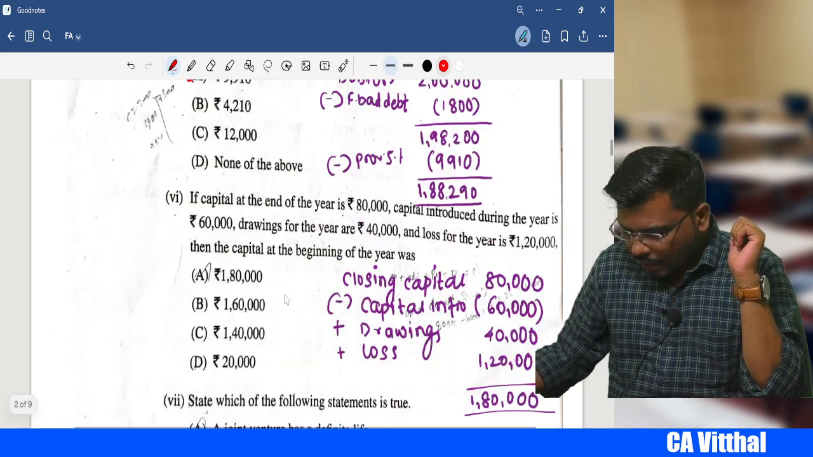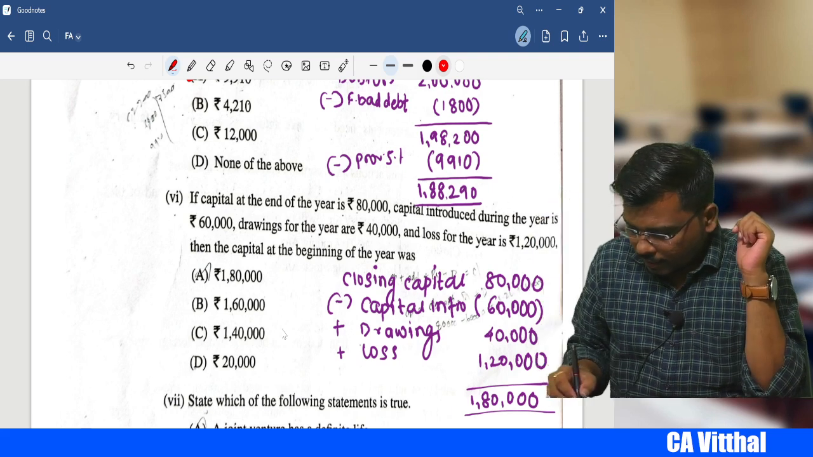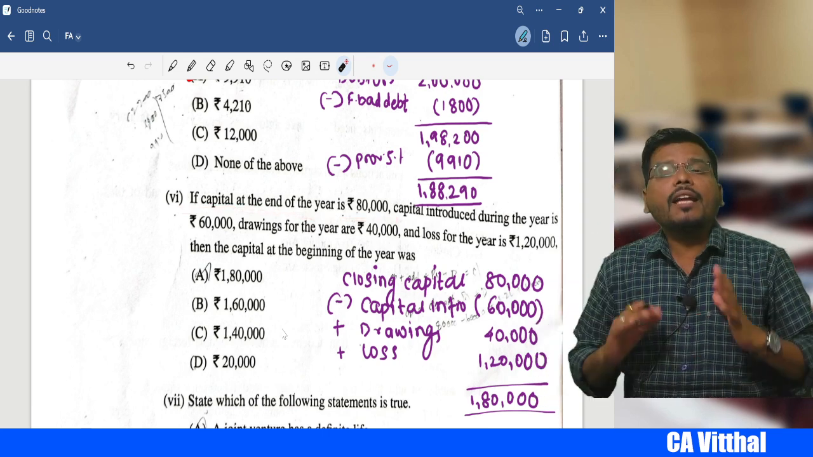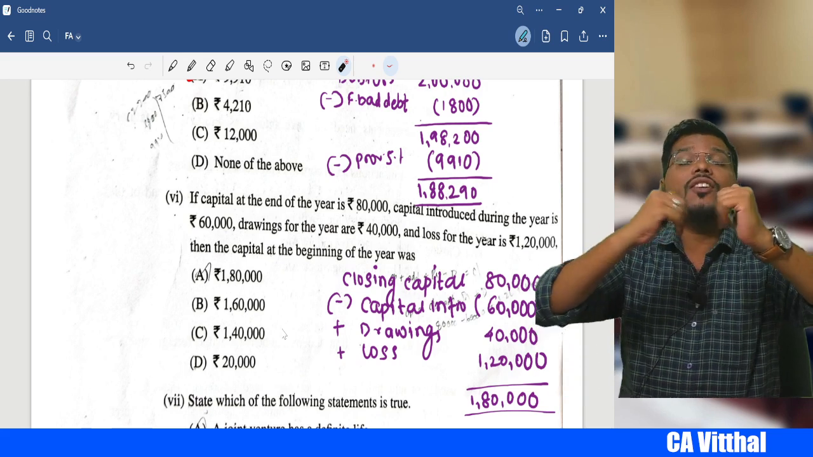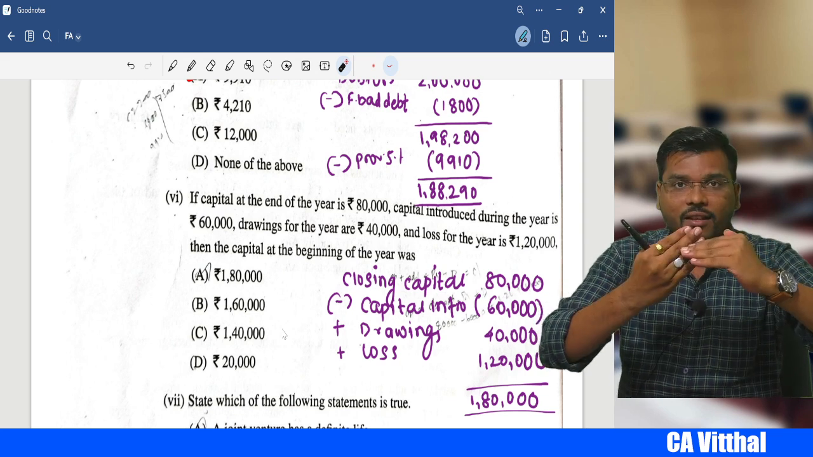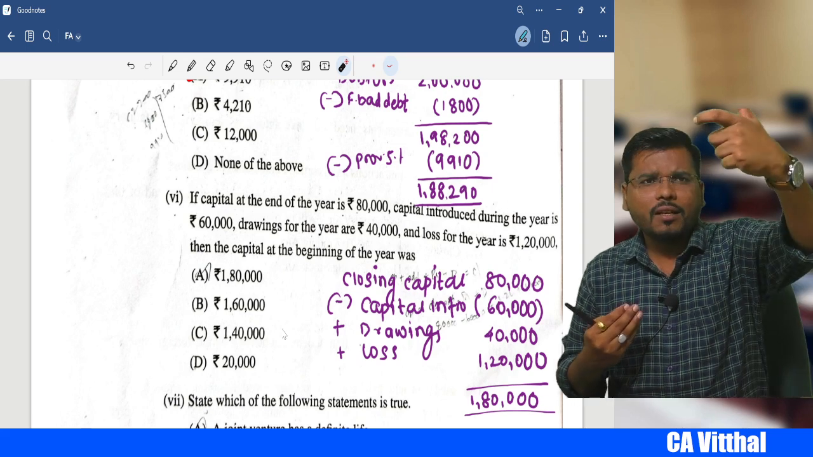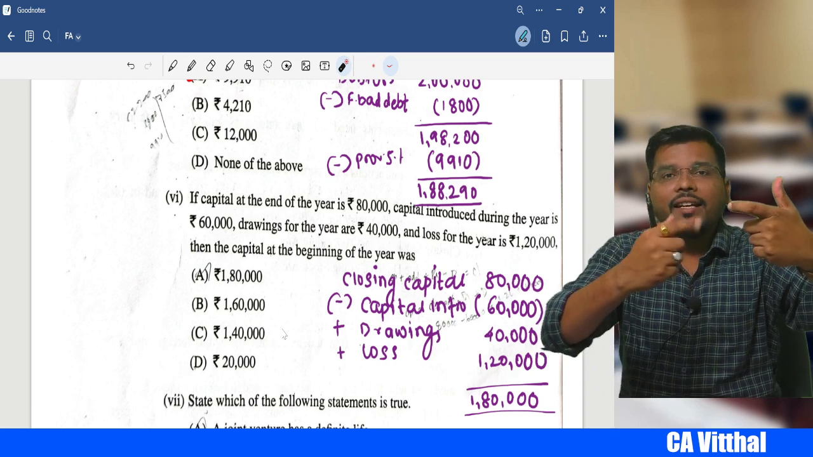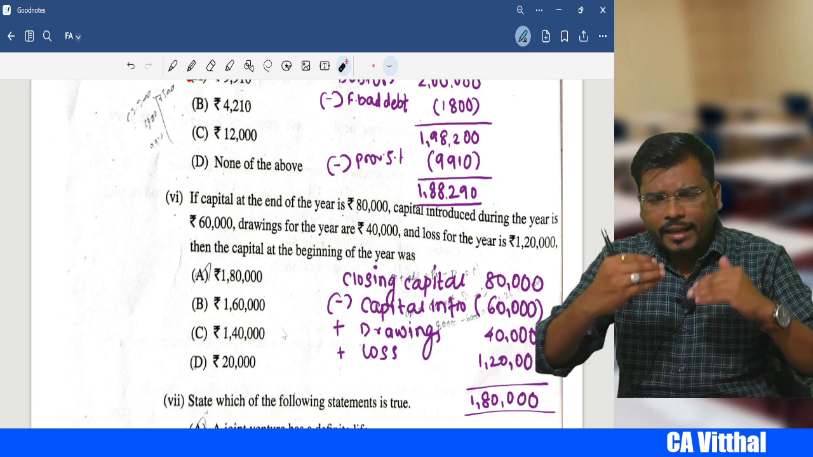Okay. After that, my dear students, this is a lollipop question, a very easy question. Let's read. If capital at the end of the year is 80,000, the end-of-the-year capital they have given, meaning closing capital is 80,000. In closing capital, what do we do, sir? We subtract additional capital. We add what, sir? Drawings. We add what, sir? Interest on drawings. Are you getting my point? Like opening capital. In opening capital, what do we do? We add additional capital. We add net profit. We less net loss. And we get what, sir? Closing capital. Are you getting my point? So like this, we have to do the reverse calculation.